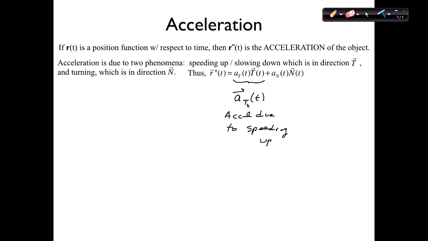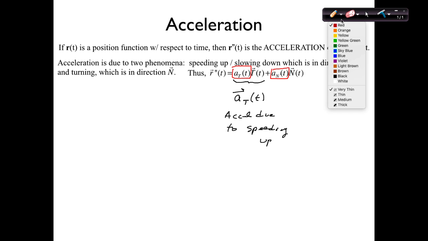Acceleration sub t. And this one here that I'm putting a red box around, that's just the magnitude of it. And then if you multiply it by the direction, you get it as a vector function. So does that make sense with all the symbols? So same thing here. This is just the magnitude of acceleration due to turning, and that acceleration is in the normal direction, so you multiply it by N, and then all together you get?